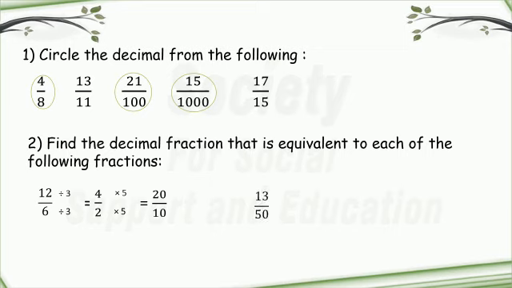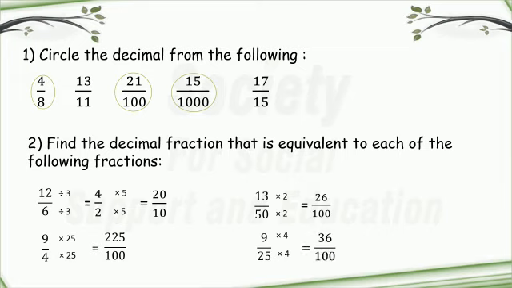13 over 50, we can multiply it by 2, since 5 times 2 is equal to 10 and 50 times 2 is equal to 100. We will get 26 over 100. Then we will continue to another example. 9 over 4, we can multiply it by 25. We will get 225 over 100, which is the decimal fraction. Then another example, 9 over 25, we can multiply it by 4 and we will get 36 over 100.